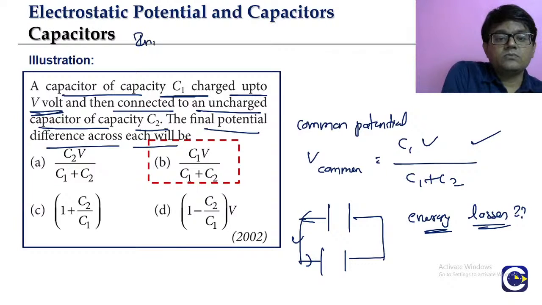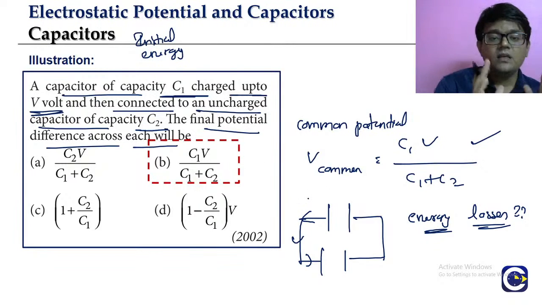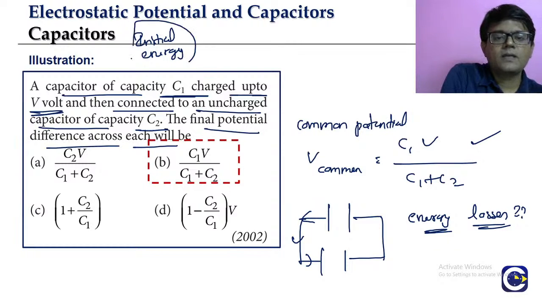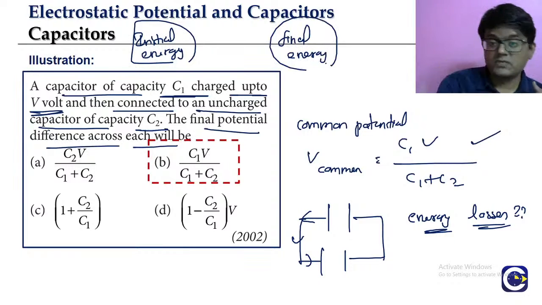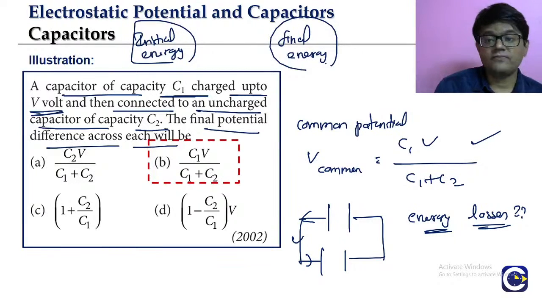Initial energy namakku theriyum. Initial energy will be what? Energy on the first capacitor. First capacitor is the one that will be charged. Na solradhu indha maadhiri model. So one plate will be uncharged initially, one of it will be charged. So initial energy will be on only one plate. Final energy, both the plates will have final energy. Capacitor 1 will have final energy, capacitor 2 also will have final energy.